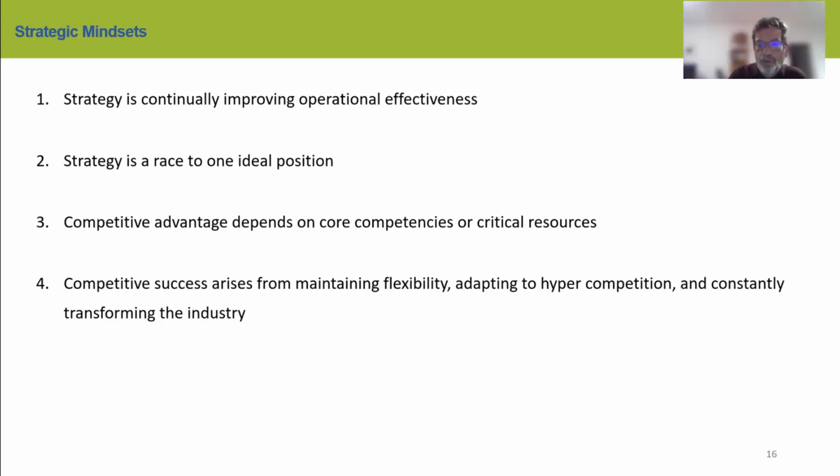We have to have a competitive advantage, which depends on core competencies or critical resources. And competitive success arises from maintaining flexibility, adapting to hyper competition and constantly transforming the industry. We have to keep these four important principles, because they will guide us in the strategy development and will always be our mindset.